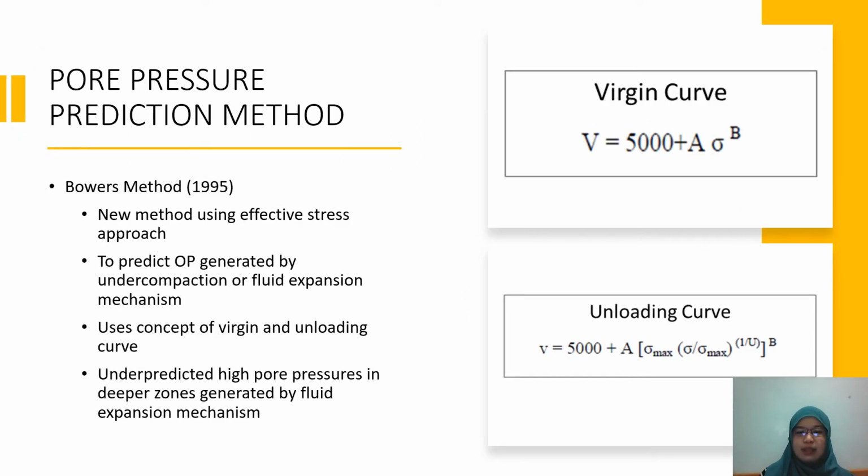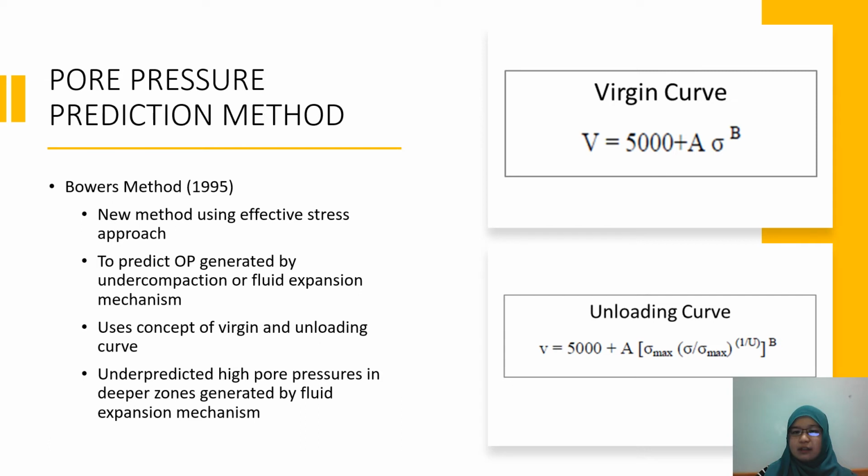Here we have the Bowers method, which was founded by Bowers in 1995. It is a new method which uses the effective stress approach to predict the overpressure which is generated either by undercompaction or the fluid expansion mechanism. This method uses the concept of the Virgin curve and also the unloading curve. According to Ahmed Sati, the underpredicted high pore pressure in the deeper zones of this formation is generated due to the fluid expansion mechanism. As we can see on the right, we have two equations, which are the Virgin curve and also the unloading curve.